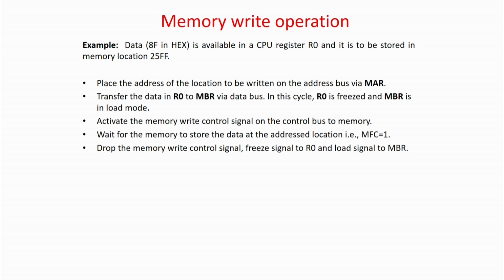So, again this is the same example. There is data 8F in hex available in register R0, and you have to store it in memory location FF. First you place the address in the memory address register, you put the value 25FF, that is, I want to handle this memory location. Then you transfer the value of the R0 register or accumulator, whatever may be the case, to the memory buffer register, and then you freeze the memory buffer, because now the memory will start reading from the memory buffer register. If the memory buffer changes now, there can be a race condition and some garbage value may go into the memory. So, you have to have a freeze control signal.